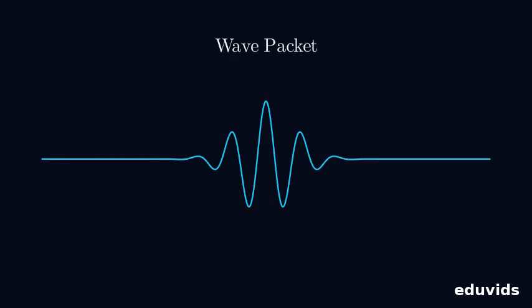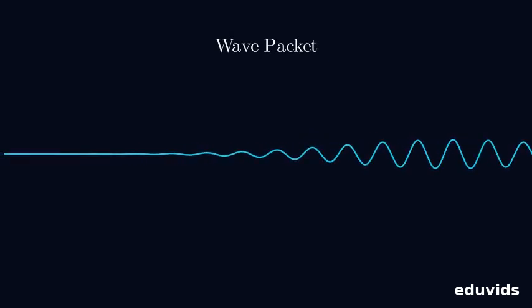Now picture the particle as a wave packet, a localized bump made of many sine waves. When the packet travels, it spreads out, showing that the particle's location becomes fuzzier over time. This spreading is a visual representation of wave-particle duality.